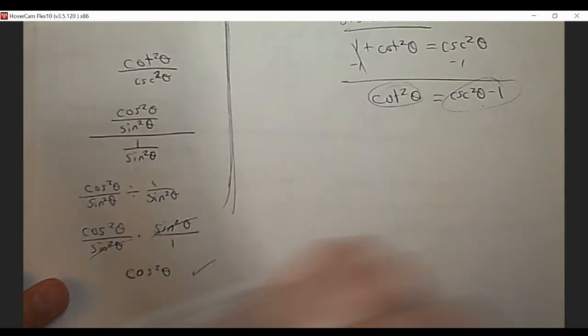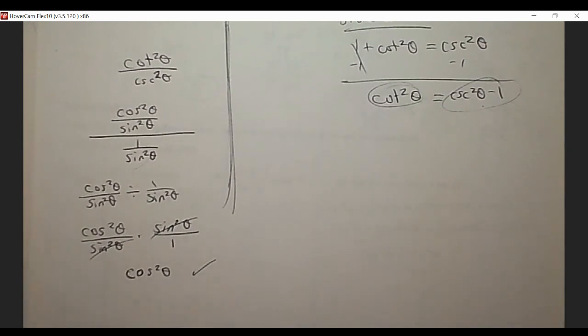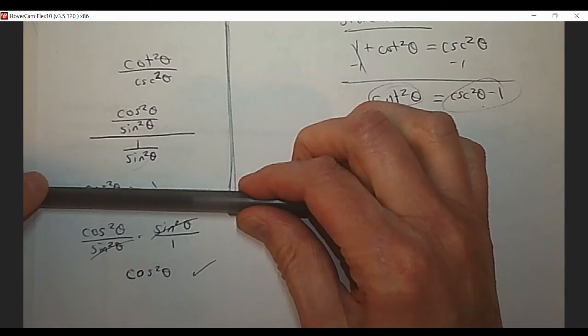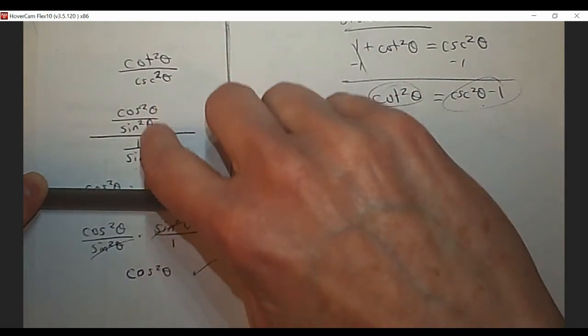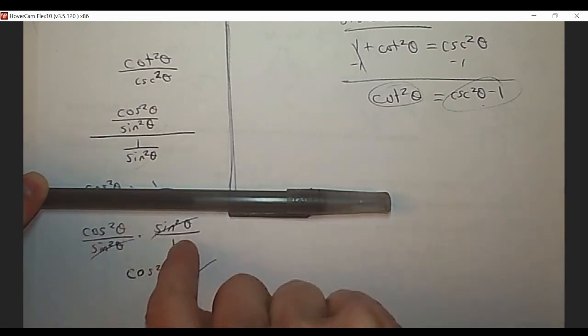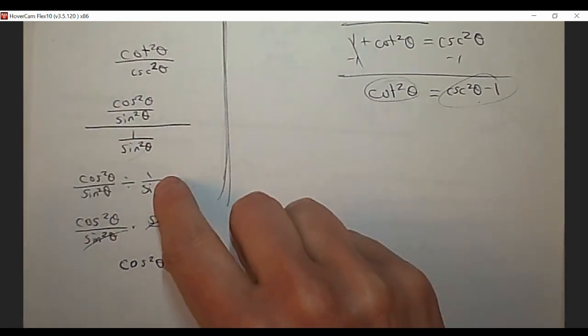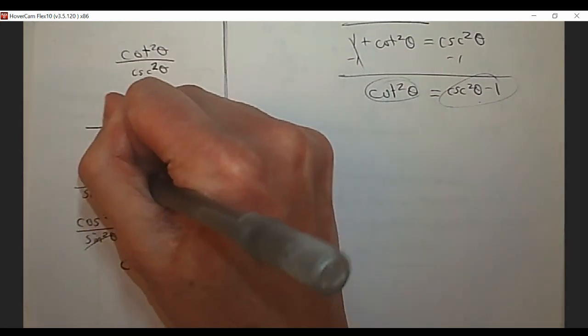And by the way, in terms of, I've said you have to show all steps. If you leave out this step, I'm okay, because I believe that you know that if you have this divided by this, it becomes cosine squared over sine squared times the reciprocal. So you can show this step or not show the step. I'm okay with that either way.